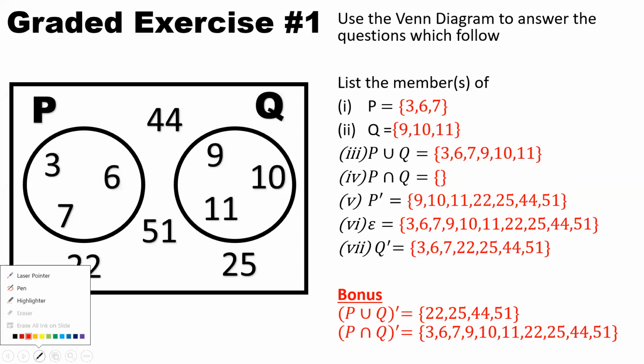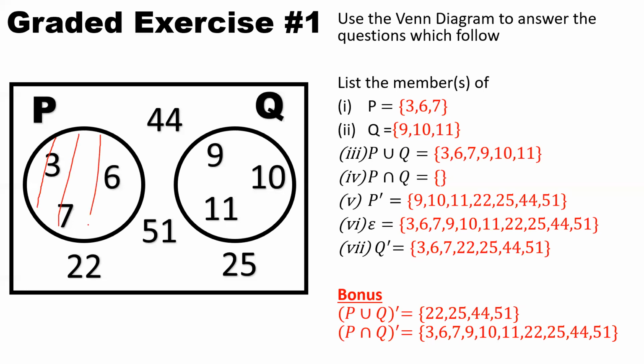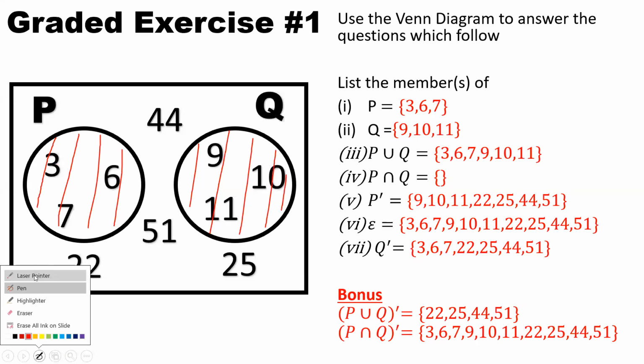What is P union Q? P union Q is everything in P and Q together. Yes, sir. That's P union Q, right?